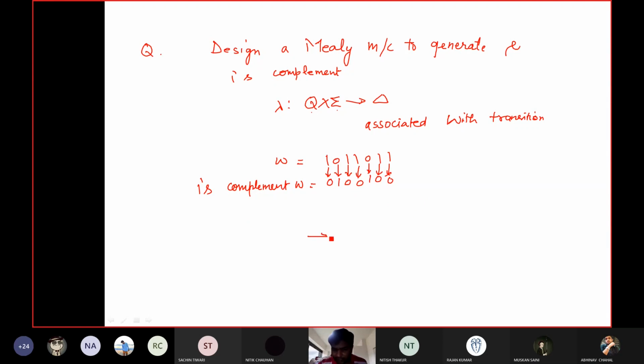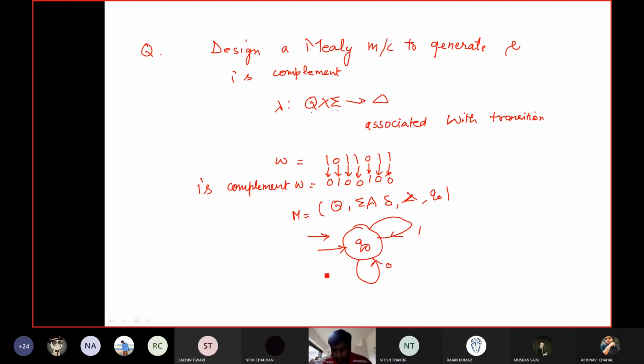See here, as per the definition of a Mealy machine, we have only a 6 tuple: Q, sigma, delta, lambda and Q naught, right? So Q naught is your initial state, fine. And because it may be any length of a string, maybe 1 length, 2 length, 3 length up to infinite length, right? So there may be a repetition of ones and zeros, right? Either there is a 1 or there is a 0.